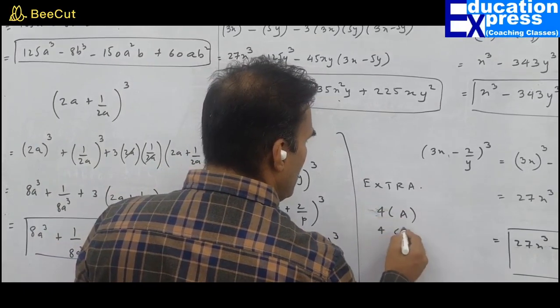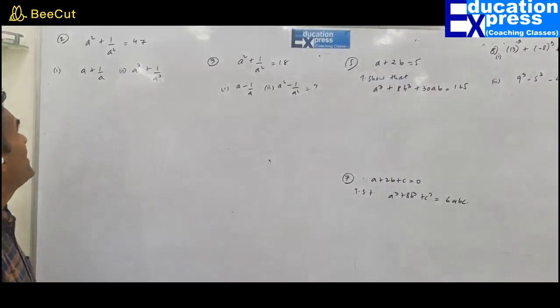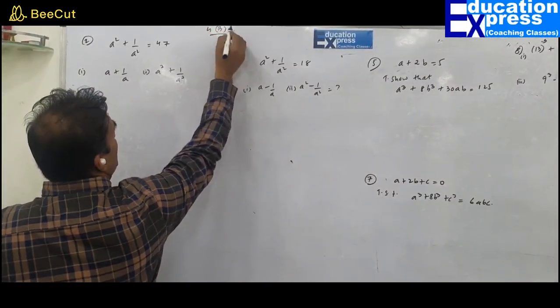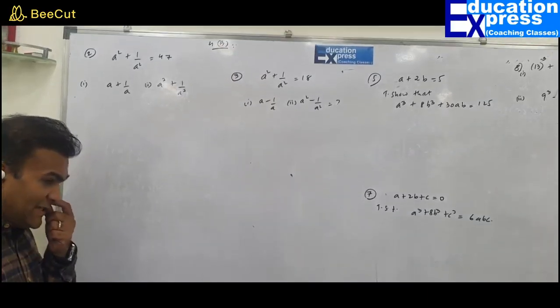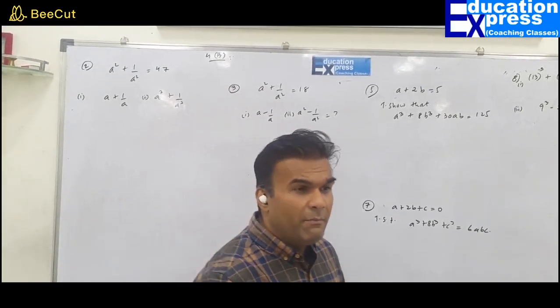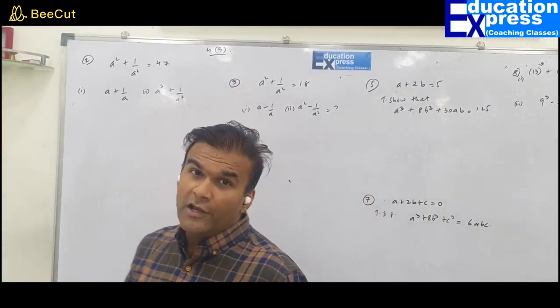4a, 4c plus 4b. So my dear friends, we will start with exercise 4b. Remember, this exercise is little difficult as compared to what we have done so far. You need to be really attentive.